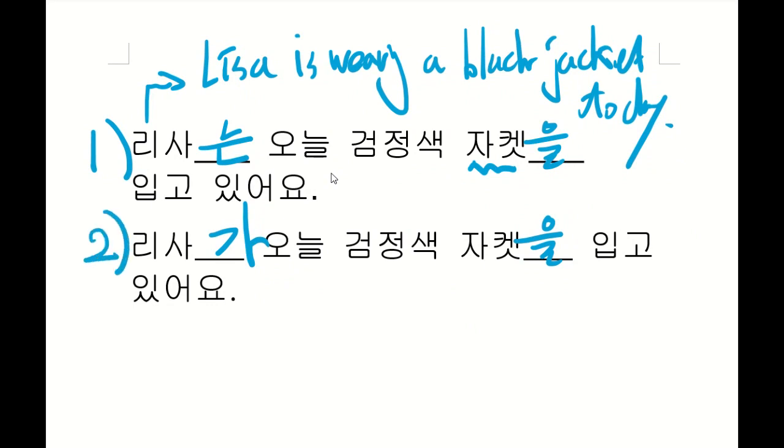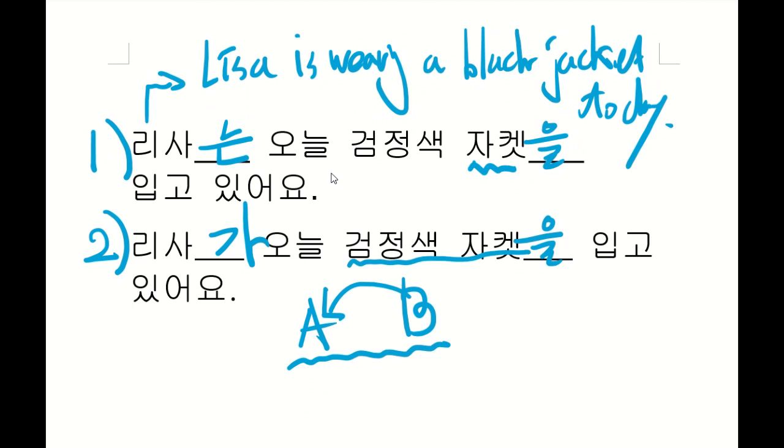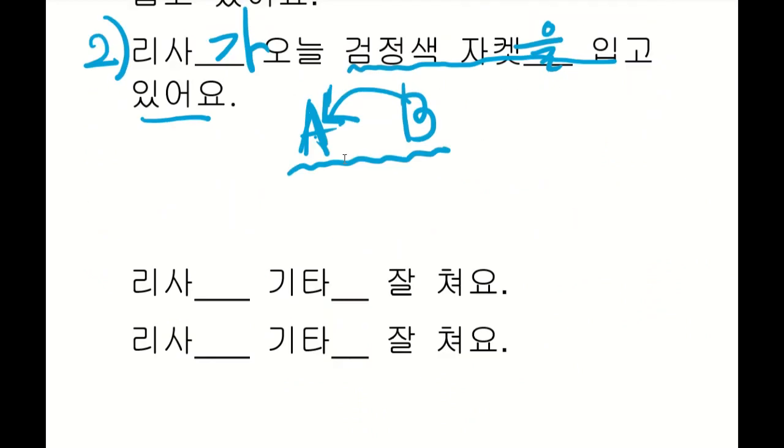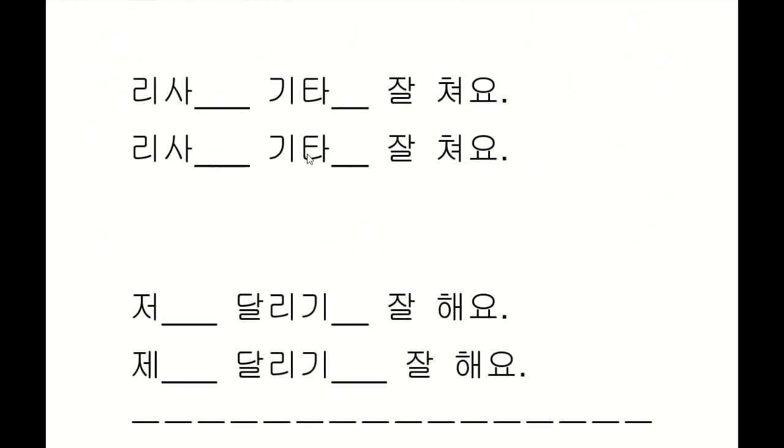But if you say 리사가 오늘 검정색 자켓을 입고 있어요, then it's in the context. Like someone asks, is there anyone who's wearing a black jacket today? I need to find that person who's wearing a black jacket today. Then I saw Lisa was wearing a black jacket. So I say, 리사가 검정색 자켓, black jacket, 을 입고 있어요. Lisa is wearing a black jacket today. Like that. Context. Alright? Then, we've got a few more examples to deal with.